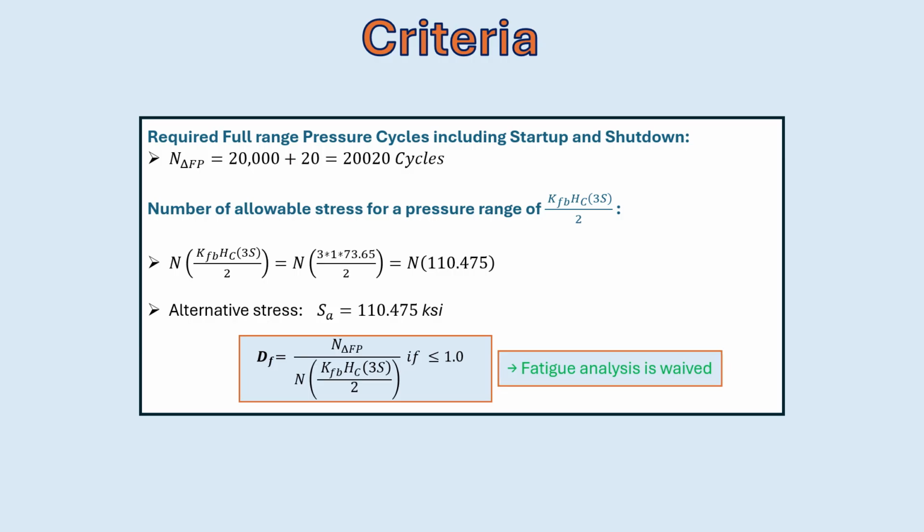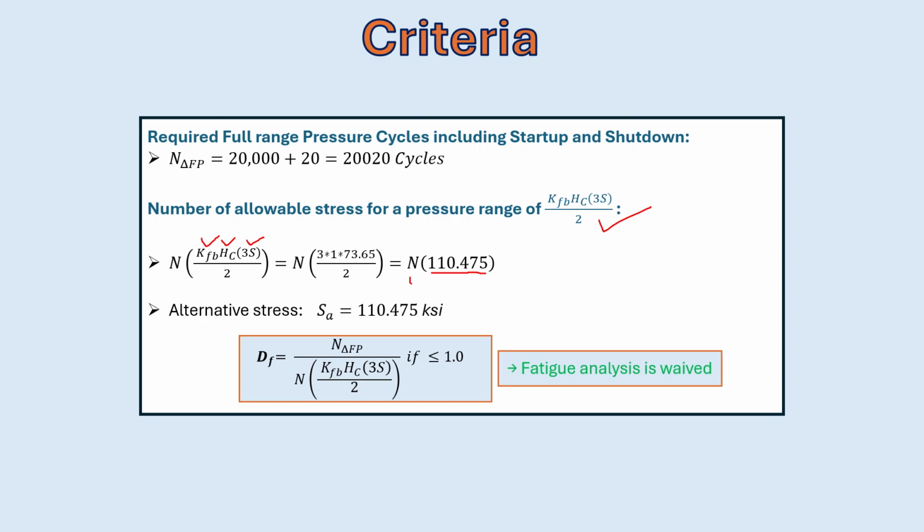At this stress, we need to find the life a part can handle, and then we get a damage with respect to this stress, and then we compare it with the number of cycles our part is going to face. The values of Kfb and Sc we got in the previous slide from Tables 5.10 to 5.13, and 3S is the allowable stress. In our case the value is I think 23 point something for S, and if we multiply these values here we get the stress of 110.